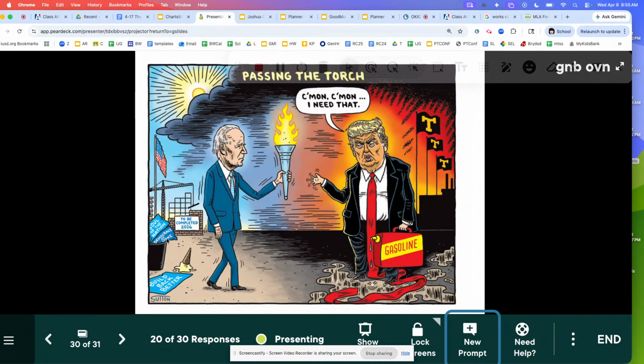So what is the significance of this picture here? Look at the background. It's not just the facial expression. And there's something to be said about the gasoline in the front pictures. And if you don't know, think about maybe what your parents have said about prices of gasoline.